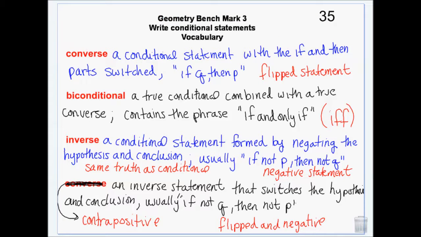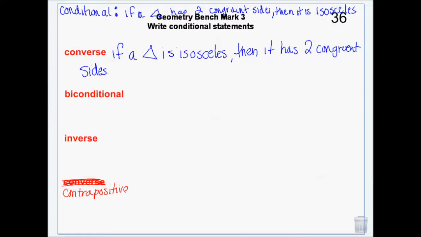Biconditional happens when you have a true conditional, so there are no counterexamples, and then you have a converse that is also true. Now if we look at our triangle example, our conditional is, if a triangle has two congruent sides, then it is isosceles. This is true. That's the definition of isosceles. So our converse, if a triangle is isosceles, then it has two congruent sides. That's also true. If both statements are true, the conditional and the flipped, so going forward and going backwards, then you can have a biconditional, which is an if and only if statement.